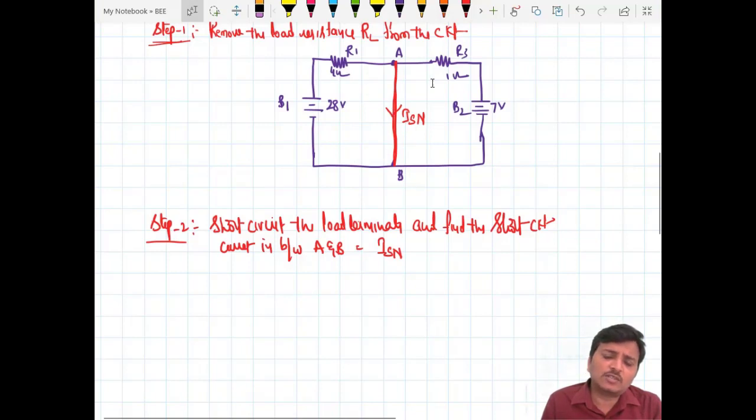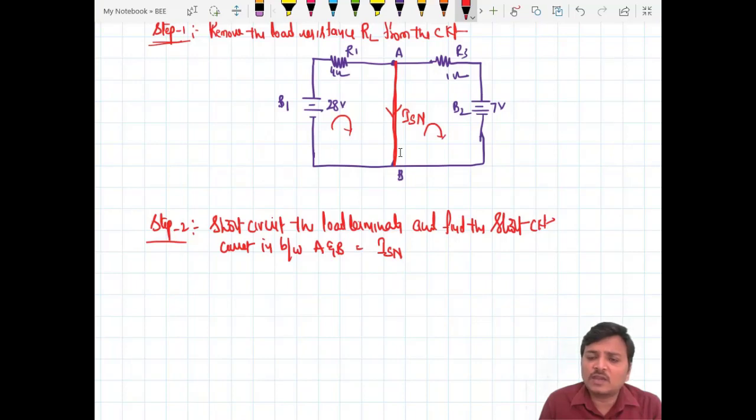So how to find the short circuit current? By using the superposition theorem or by using KVL, KCL. We have two loops, so we can find it. You can write the KVL equations and finally find it, or even by using the superposition theorem you can find it. When we take an example, we will do it. So in step 2, we'll find the short circuit current ISN. Now step 3.